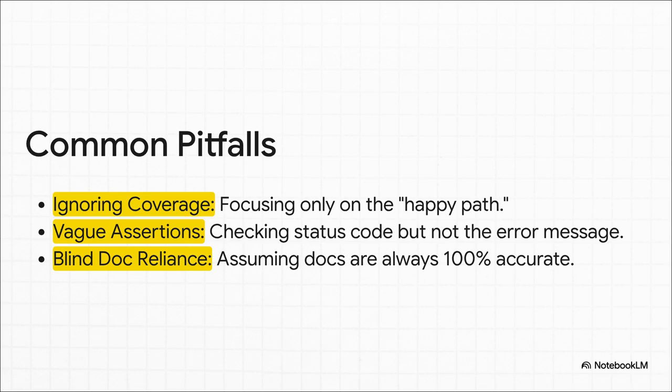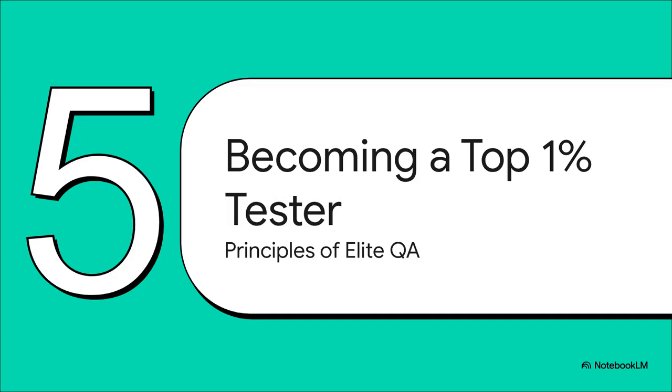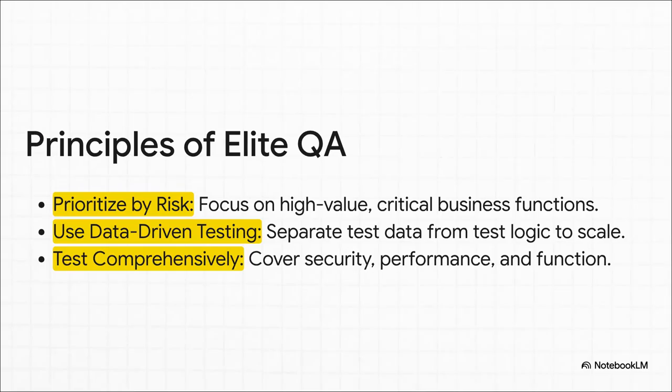Look, docs get outdated. A great tester uses them as a guide, but then they go further. They poke and prod to find the real-world breaking points. So how do we pull all of this together to operate like the top 1% of QA engineers? Well, it really just comes down to a few key principles. Here are some insider tips straight from top engineers.